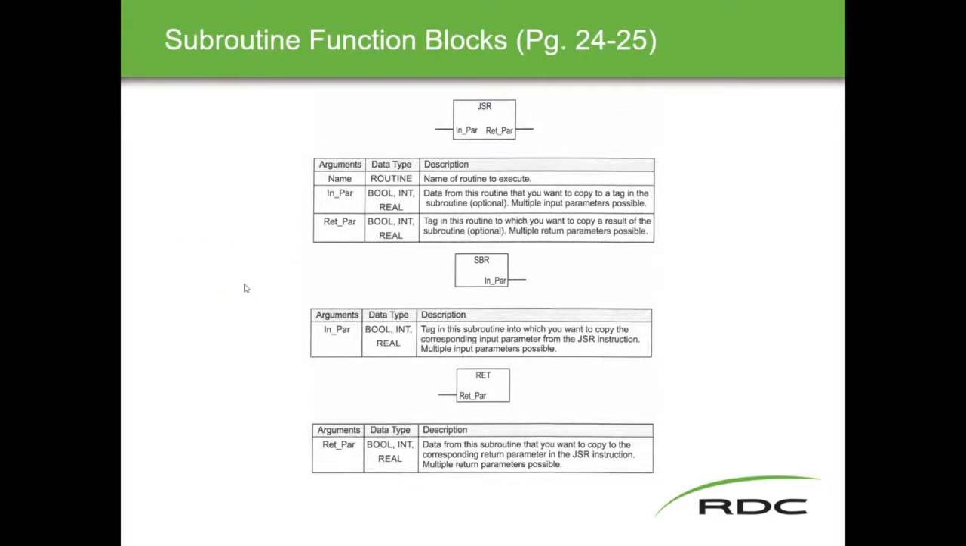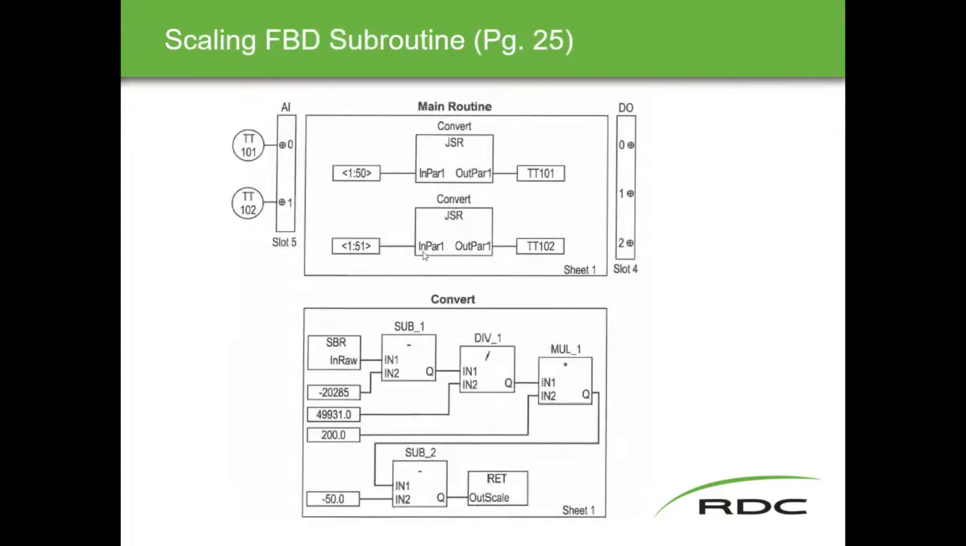Okay, subroutines can be done in function block as we have done in ladder diagrams. Same descriptive names as we had seen before. So jump to subroutine. Things that are a little bit different are, of course, the naming of the parameters, so input parameter, return parameter. Data types can be Boolean, integer, or real, so on and so forth, just as we had before. Here's what it looks like, and here's a dirty version of the subroutine that we had before.